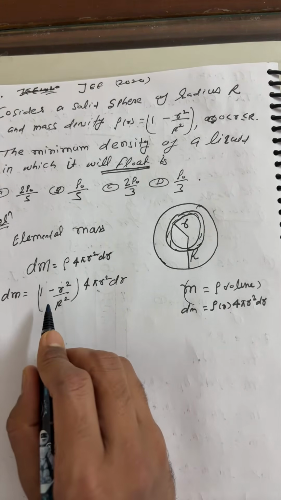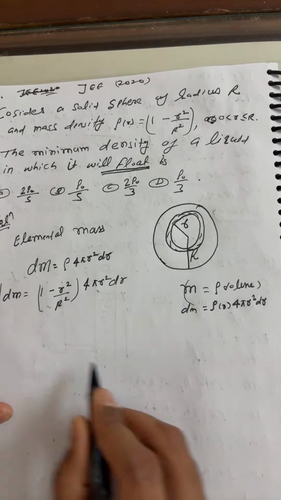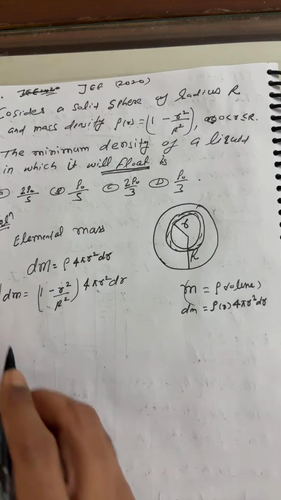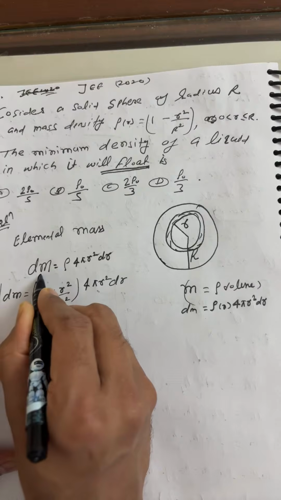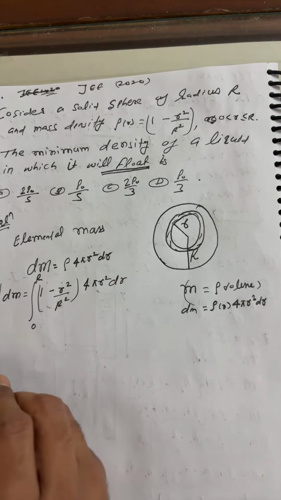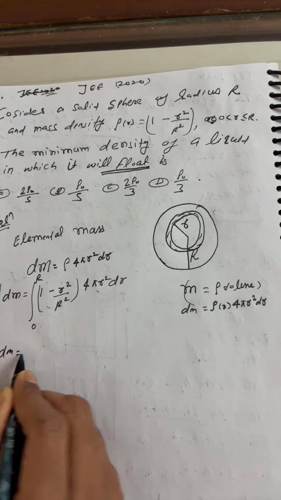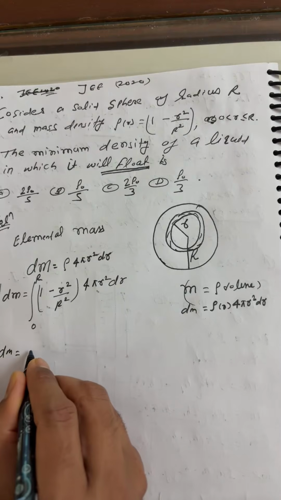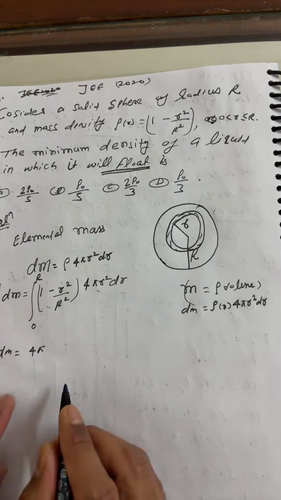So we used to find mass. Integrate both sides. Here you can apply the limit 0 to capital R, the maximum limit. This is the integration of mass only. I'll write it once more here. Open the bracket, my dear. This is 1, and 4 pi you can take common, right?